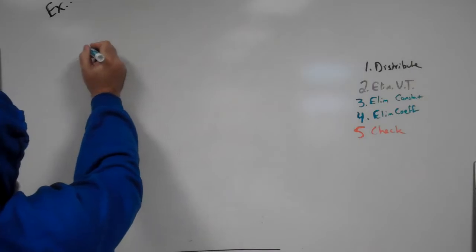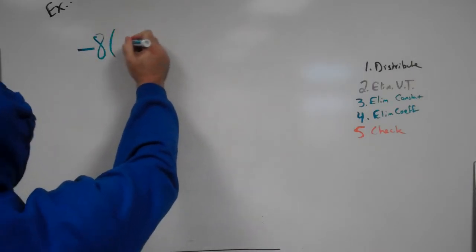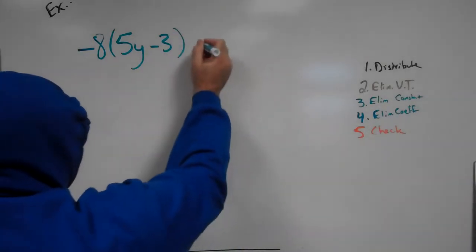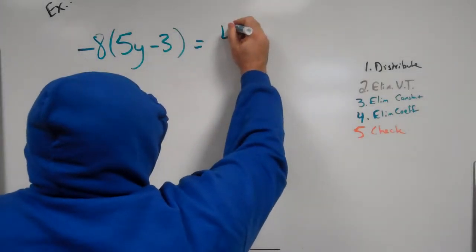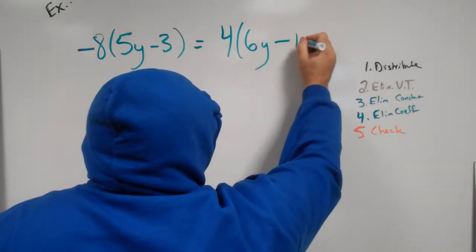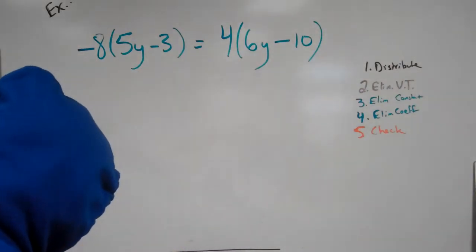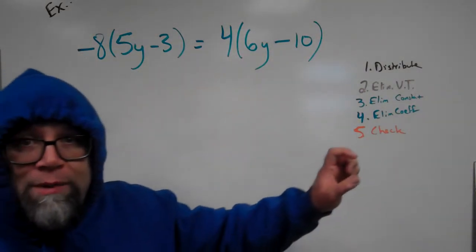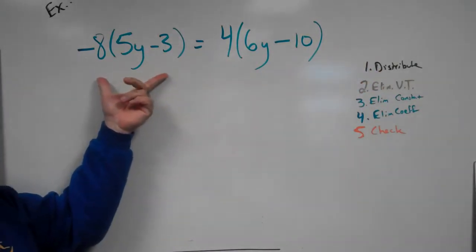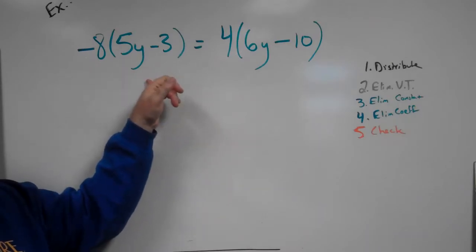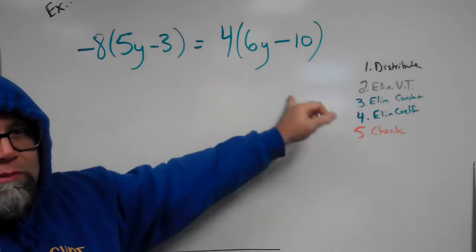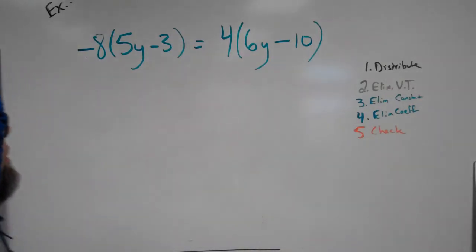So here's this one. This one is negative 8 times (5y minus 3) is equal to 4 times (6y minus 10). Look back at my finger here. Distribute. Now, whenever I see this, a coefficient and a quantity, I'm going to distribute. That's what I should be thinking whenever I see that. It means distribute.